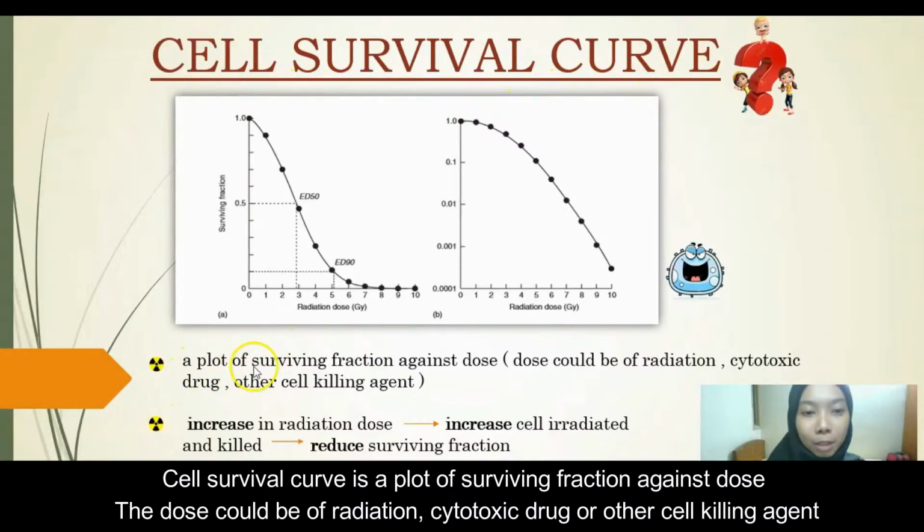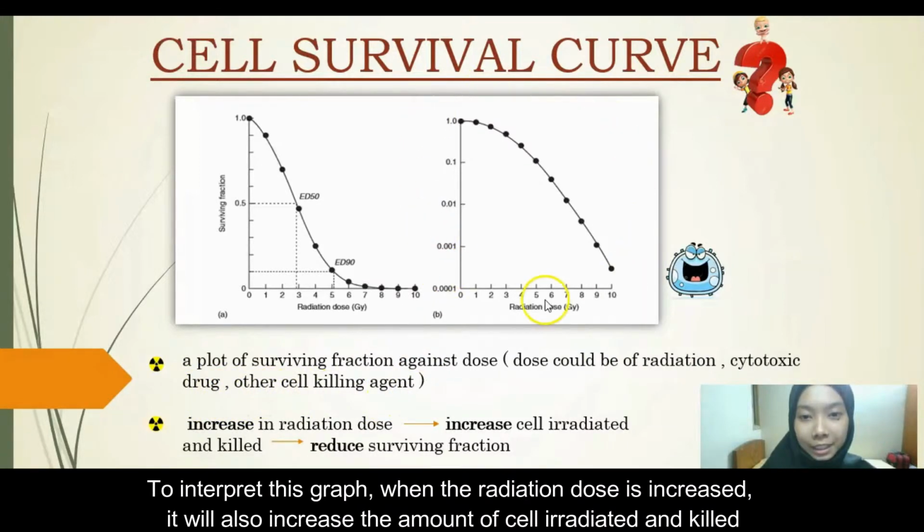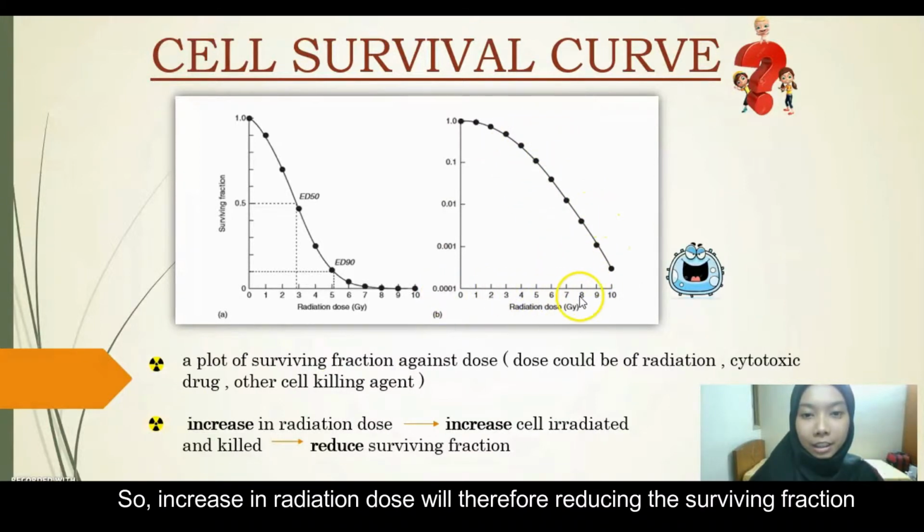A survival curve is a plot of surviving fraction against dose. The dose could be of radiation, cytotoxic drug, or other cell-killing agent. To interpret this graph, when the radiation dose is increased, it will also increase the cell kill. When the radiation dose increases, the surviving fraction reduces.